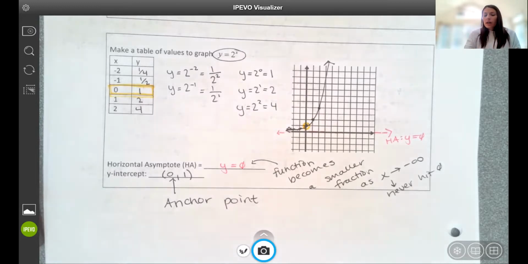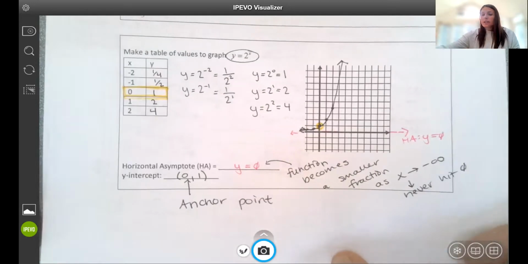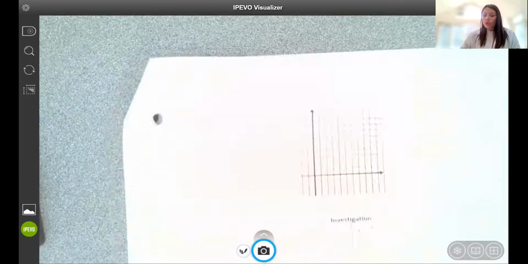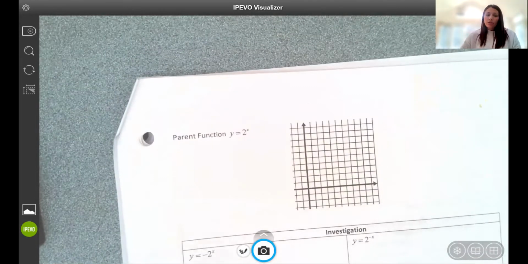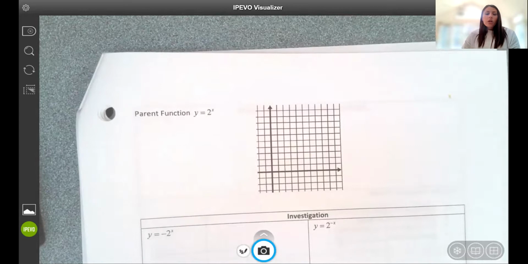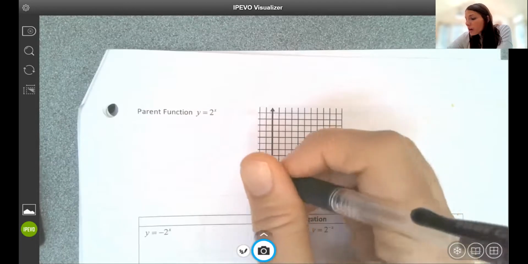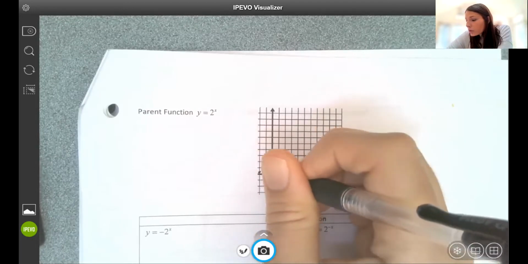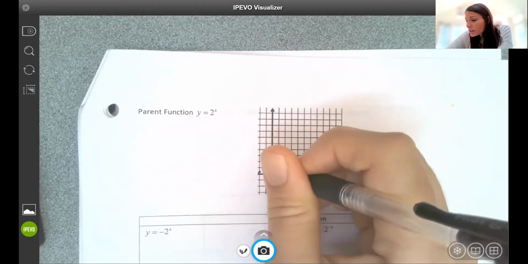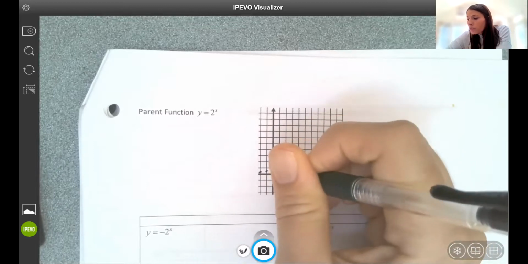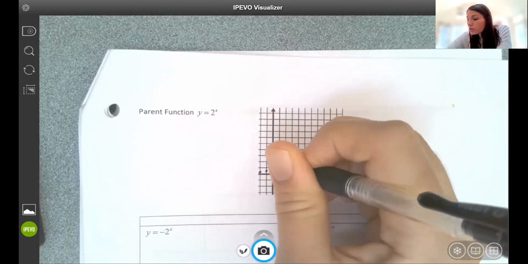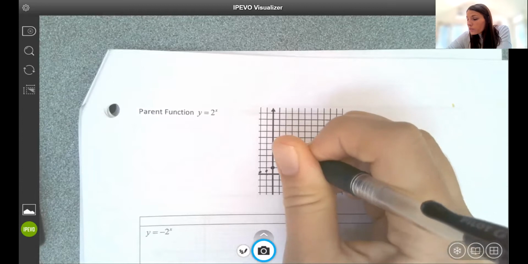So now let's do a little investigation of how our graphs do move based on different things we add into our function. So we're calling y equals 2^x our parent function. So we're comparing all of these functions below to our parent function, which we just graphed. So I'm just going to graph it again. -2, 1/4, -1, 1/2, 0, 1. There's our anchor point. 1, 2, and 2, 4.